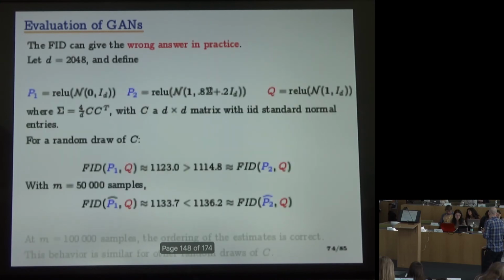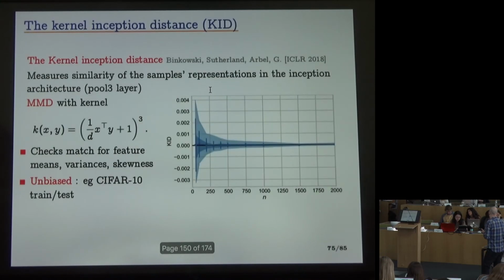So what we have done, and this is the measure that we use, is something called kernel inception distance. We use the same pull-3 layer of inception, but rather than computing the Frechet distance, fitting a Gaussian and computing the FID on it, we just use a third-order polynomial kernel. This is a very crude, very simple kernel that looks at the mean, the variance, and the third moment.